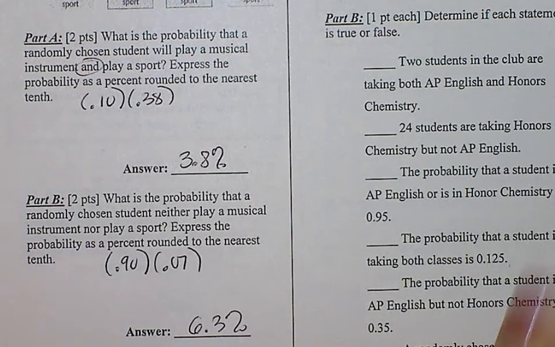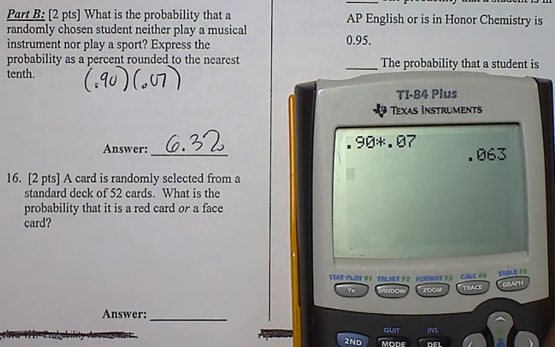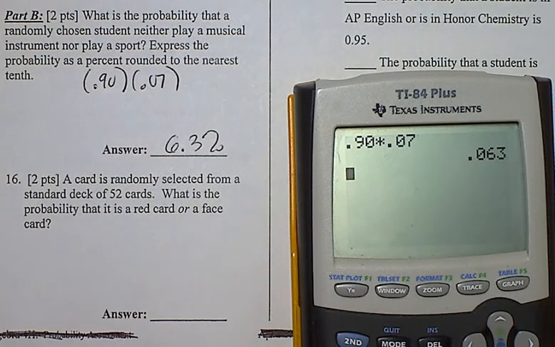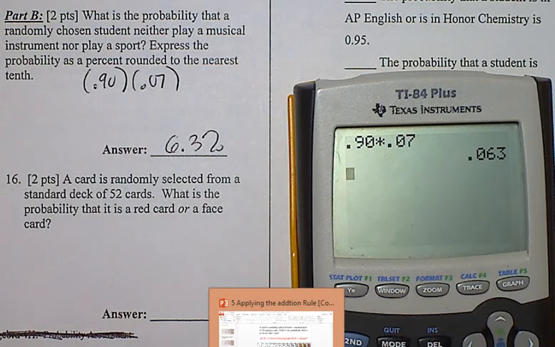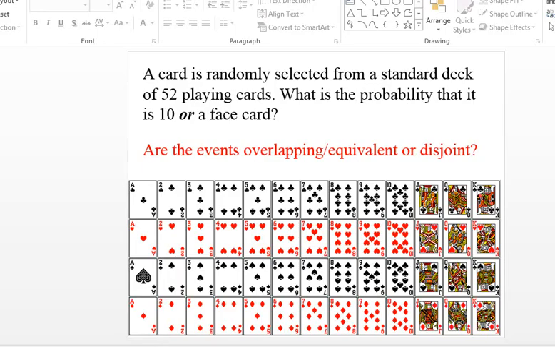Going on to number 16 from yesterday. A card is randomly selected from a deck of cards. What I've noticed in the past several years is that only about 15 to 20% of students really have worked with cards enough to know what a deck of cards looks like. So don't be embarrassed if you know what cards are, but don't know exactly what is comprised in a deck of cards. Let me zoom in here so we can still see it on the video.